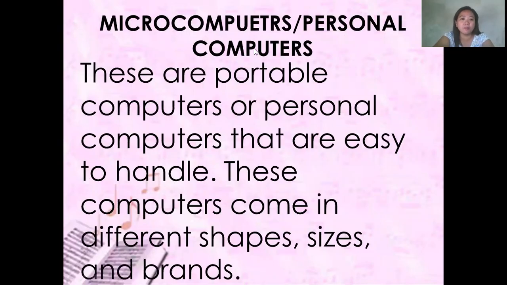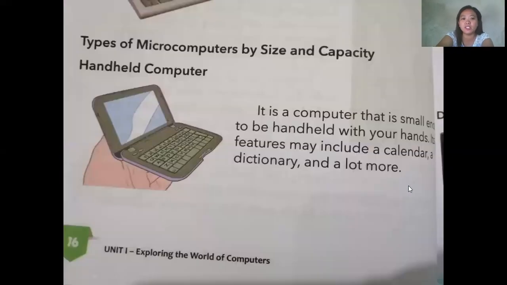Next is the microcomputers or personal computers. These are portable computers or personal computers that are easy to handle. They come in different shapes, sizes, and brands. So there are many types of microcomputers or personal computers. The first one is the handheld computer. It is a computer that is small enough to be held with your hands only. Its features may include a calendar, a dictionary, and a lot more. So this one is a handheld computer.